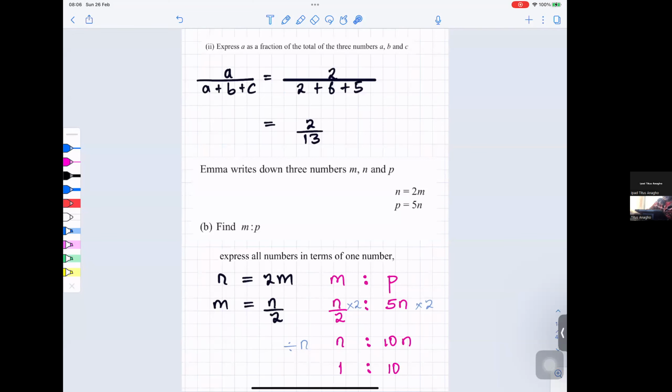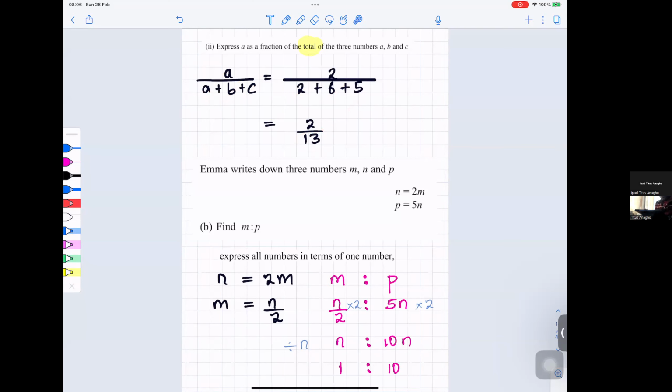Part 2. Express A as a fraction of the total of the three numbers A, B, and C. Let's add the total of the three numbers first. The total is A plus B plus C. So that's 2 plus 6 plus 5. It gives you 13. And A is 2. So it's 2 out of 13.